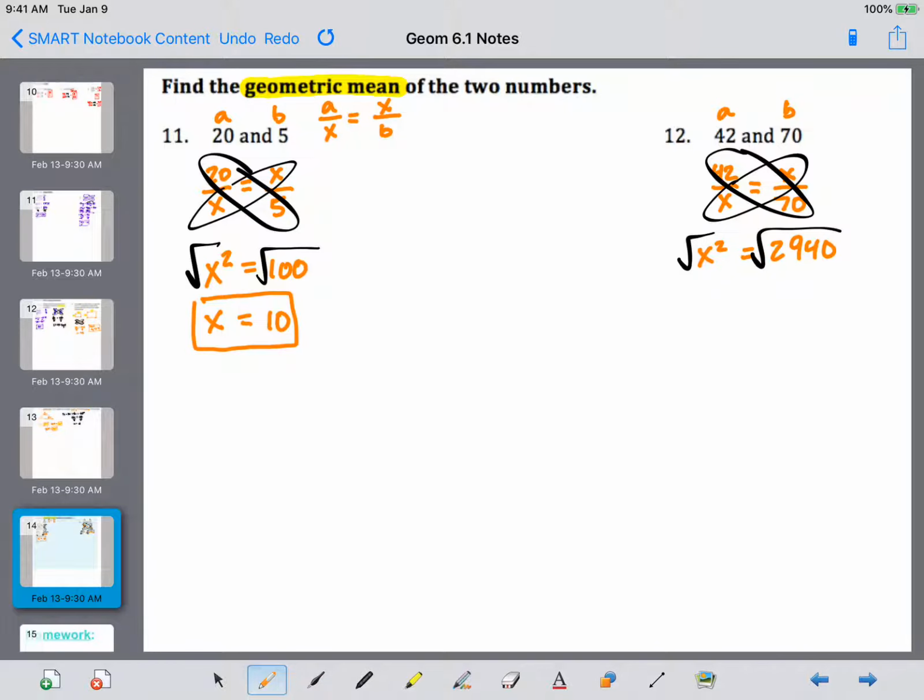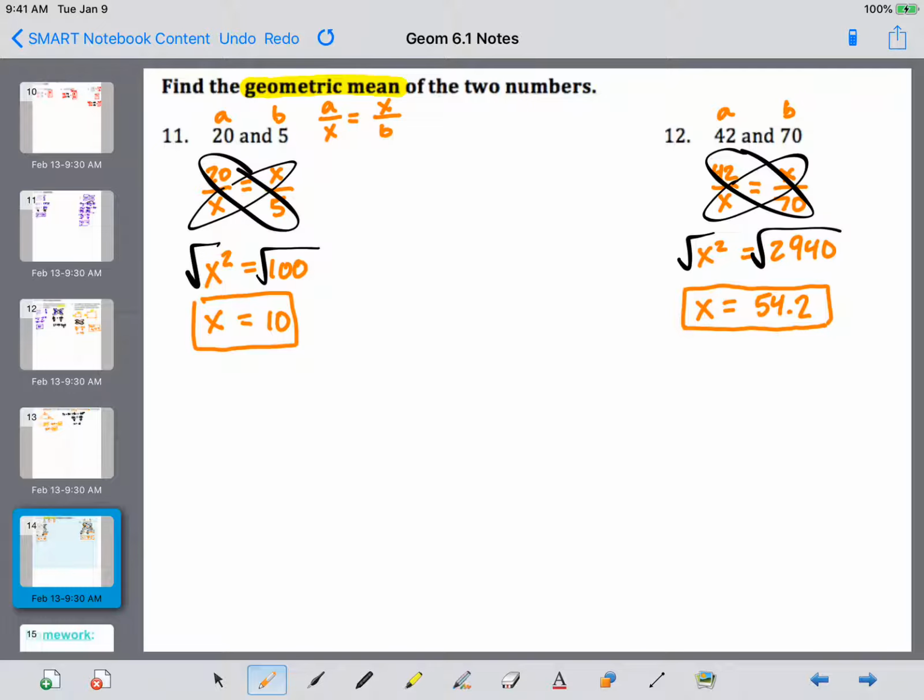Now to square root this, you'll need to plug into a calculator. The square root of 2,940 is about 54.2. All right, so you won't always get a nice number for these, as you can see.